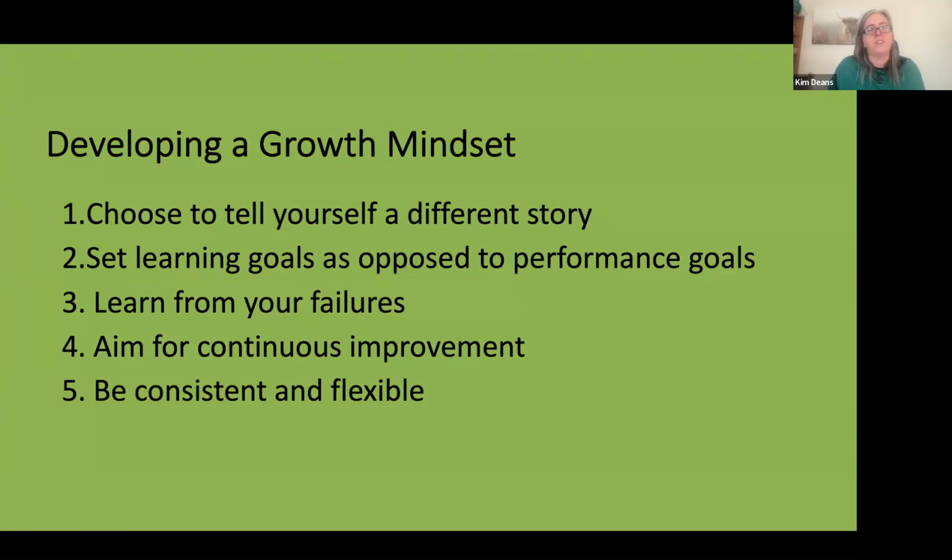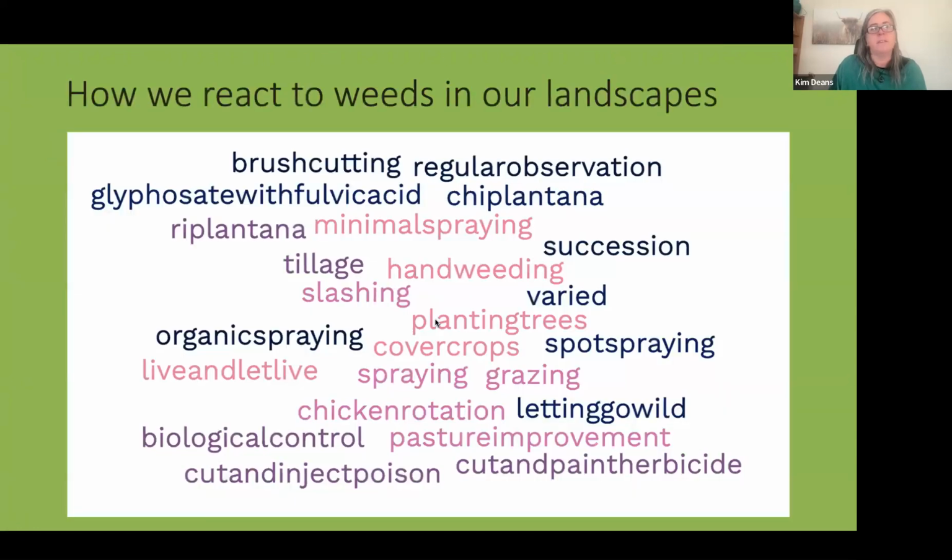So that's part of how I think we need to look at weeds today, and sort of the base of all of this, really, isn't it? How we react to weeds in our landscapes. This was a range of things that came through the questionnaire, the registration one. So I love seeing so many different approaches.